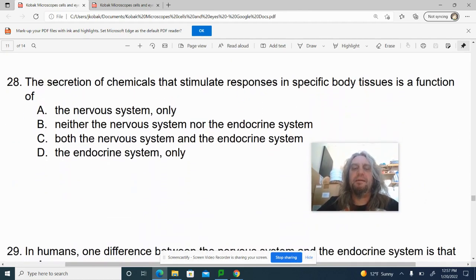Question 28. The secretion of chemicals that stimulate responses in specific tissues is a function of A. The nervous system only. B. Neither the nervous system nor the endocrine system. C. Both the nervous system and the endocrine system. D. The endocrine system only.